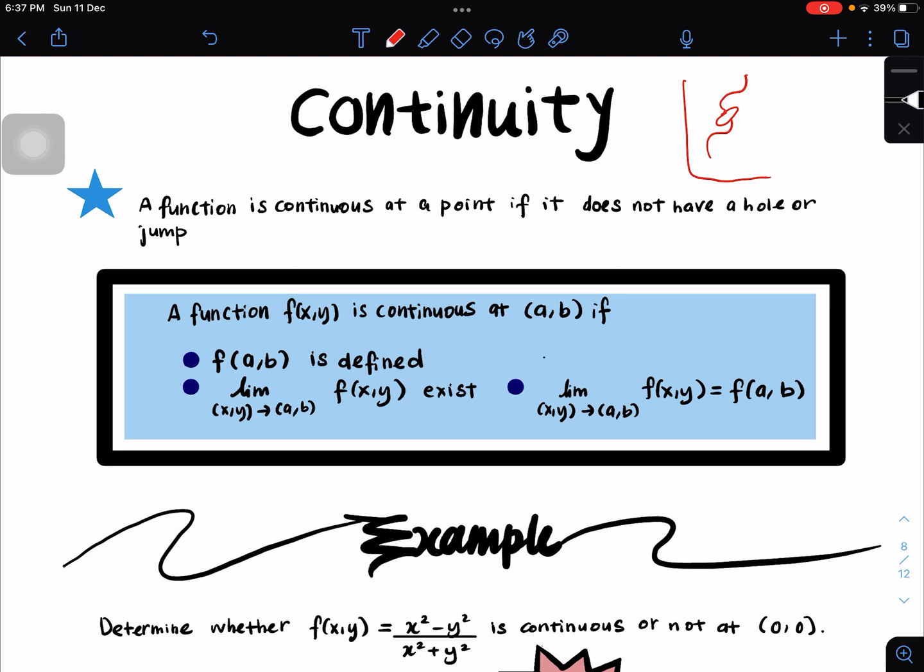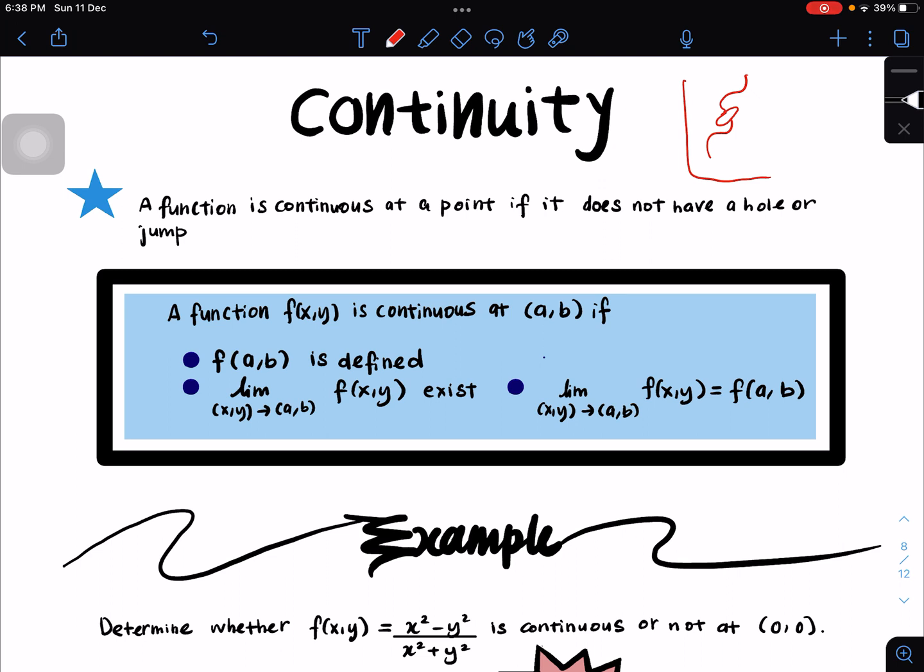So how to check whether a function f(x,y) is continuous or not at a point (a, b)? We need to prove these three conditions. The first one that we need to prove is the value of the function when we substitute the values of a and b, where a and b are actually the independent variables, x and y. So you substitute the values x and y, and you see whether you get a value or not. So you need to have the function at (a, b) be defined.